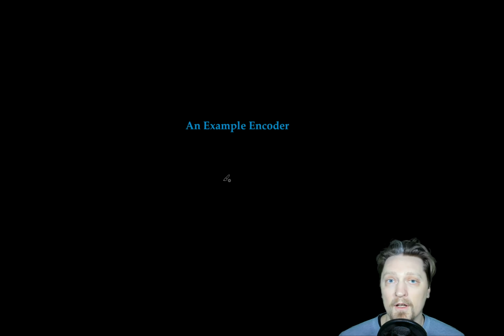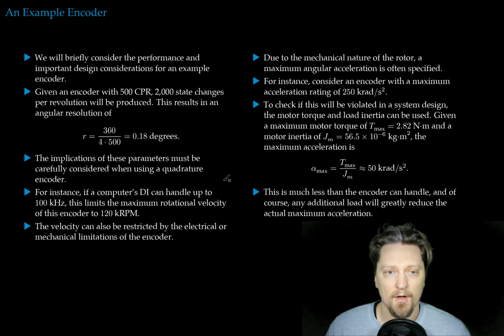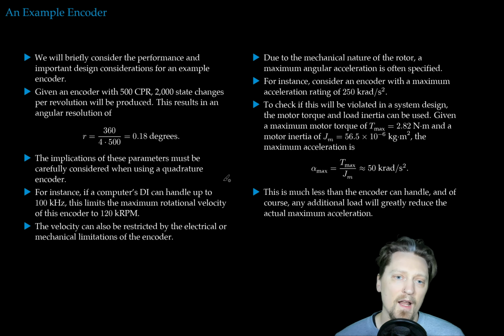Okay, we're going to take a look at an example encoder and some of its specifications. We briefly consider the performance and important design considerations for an example encoder. Given an encoder with 500 counts per revolution, 2,000 state changes per revolution will be produced. This results in an angular resolution of 360 divided by 4 times 500, or 0.18 degrees.